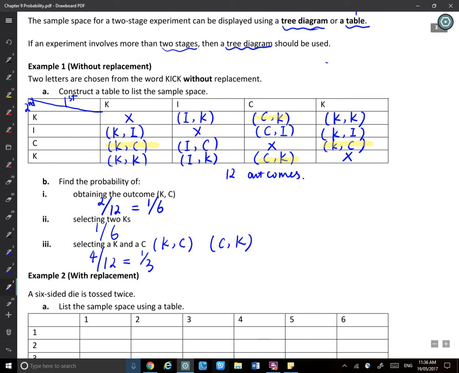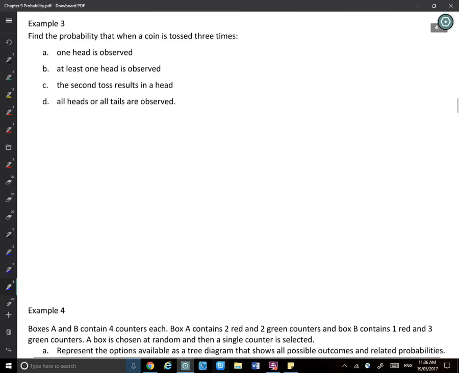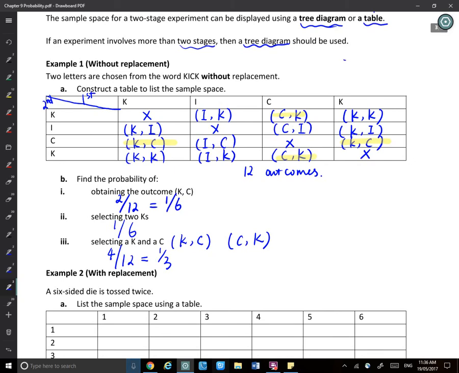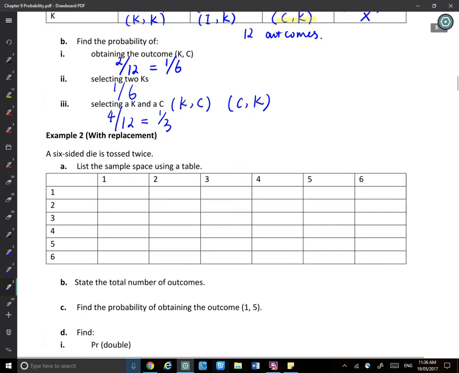Okay, that's a without replacement question. If without replacement, we won't have the main diagonal, we won't have any outcomes on the main diagonal. Let's have a look at the next one.